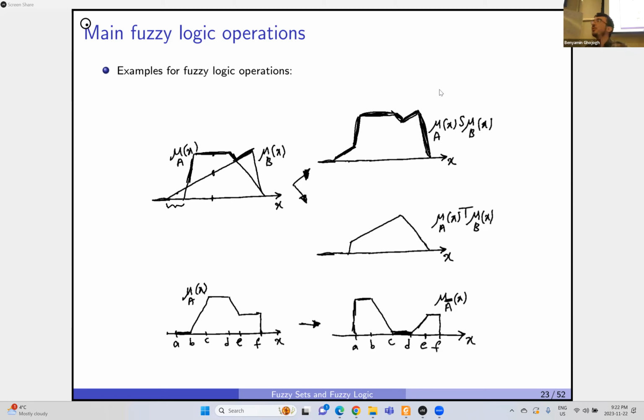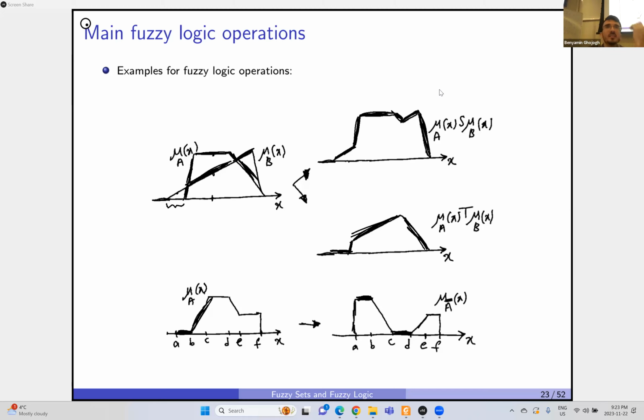What is the T norm? The T norm is the other way around, the minimum. Here mu A is smaller, so mu A. Mu A is smaller, mu A. Mu B is smaller, mu B. Mu A is smaller, mu A. And that's it. What about the complement? The complement takes one membership function. The complement of this, you tell me. Here, between A and B, it is 0, so the complement becomes 1.